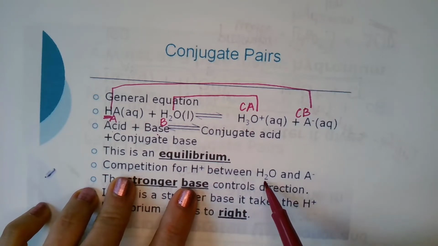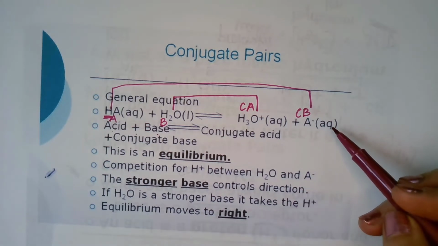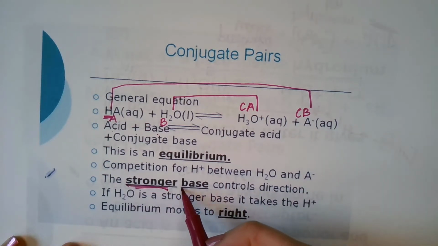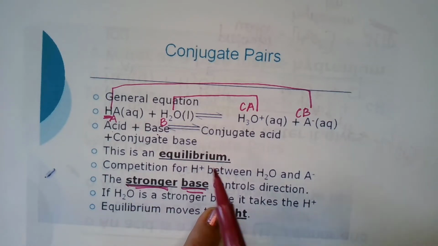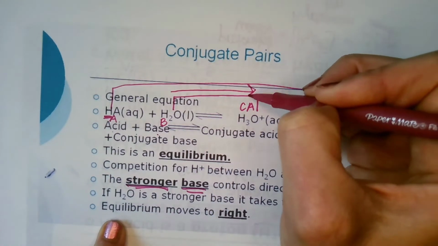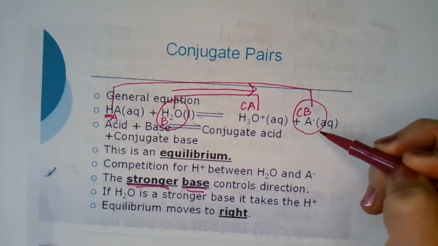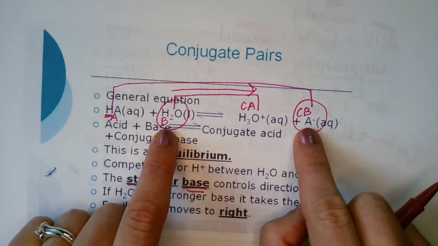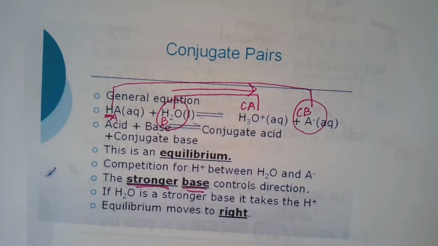So this is an equilibrium. There is a competition for this H plus between the water, so our base, and our A negative, our conjugate base. And the stronger base controls which direction this is proceeding in. If water is a stronger base, it takes the H plus and the equilibrium moves to the right. So in this case, H2O is stronger than A minus. These two bases, the base and the conjugate base, are competing for that H plus.